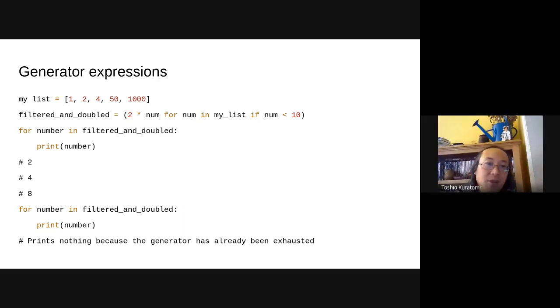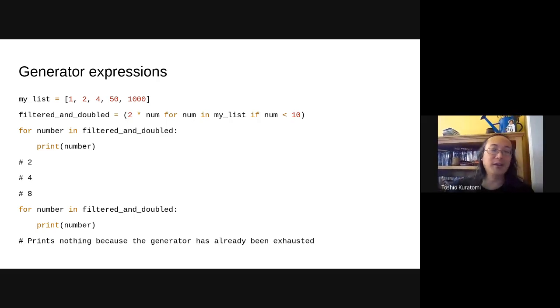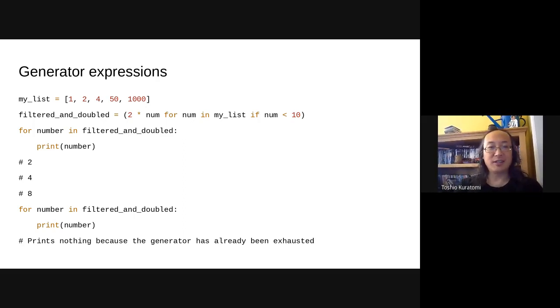Let's iterate through our generator expression and see what happens. For number in filtered_and_doubled, we're going to go through, and the first thing to note is that this is done when elements are accessed from generator expressions. So when we set filtered_and_doubled equals parentheses 2 times num for num in my_list if num is less than 10, that is setting up a generator. It doesn't actually process my list yet. It just says, okay, I am ready to process my list. When you tell me to, I'm going to go through my list and perform these operations on it and give you an answer one at a time, one for each element in my list.